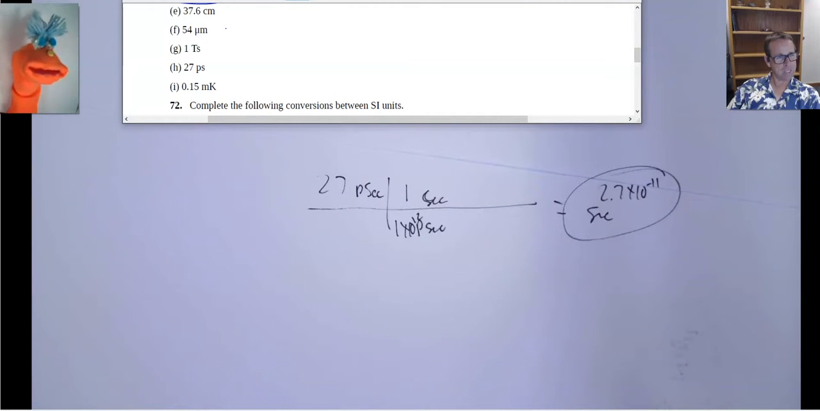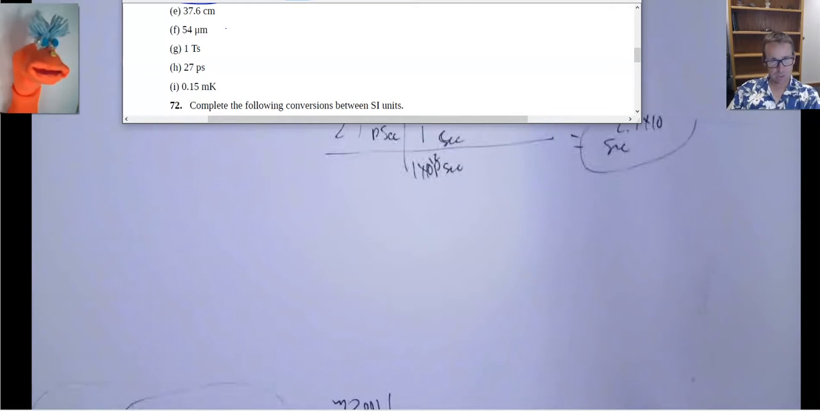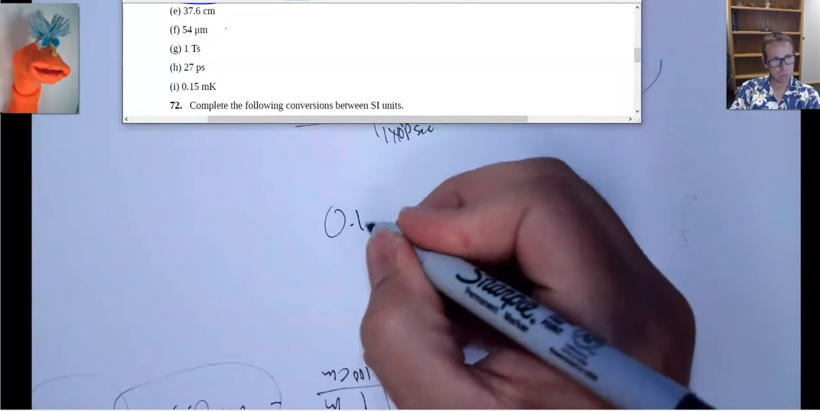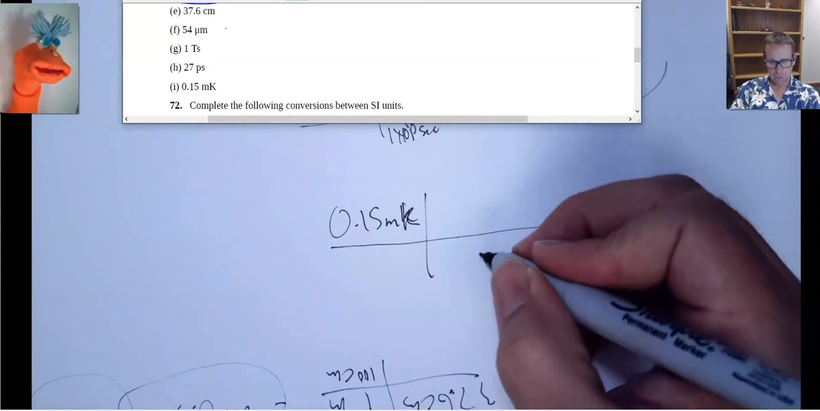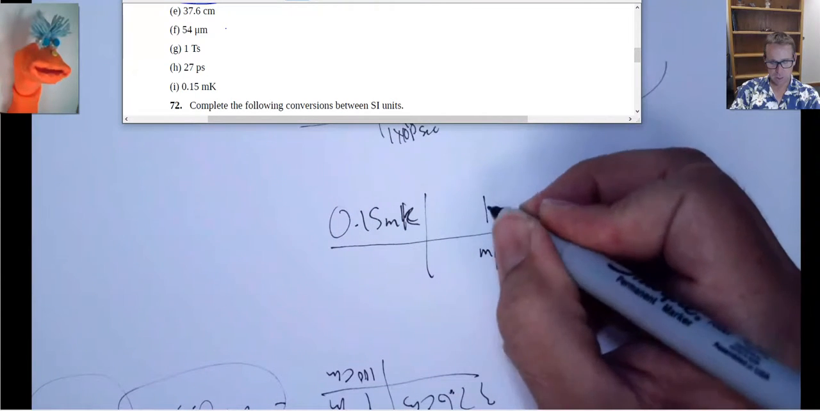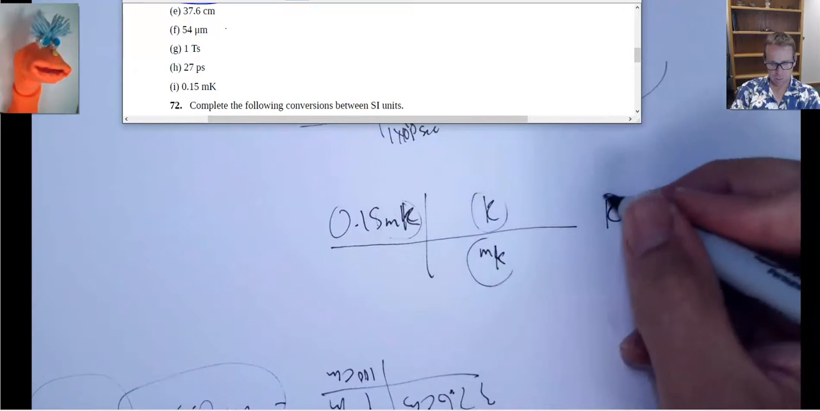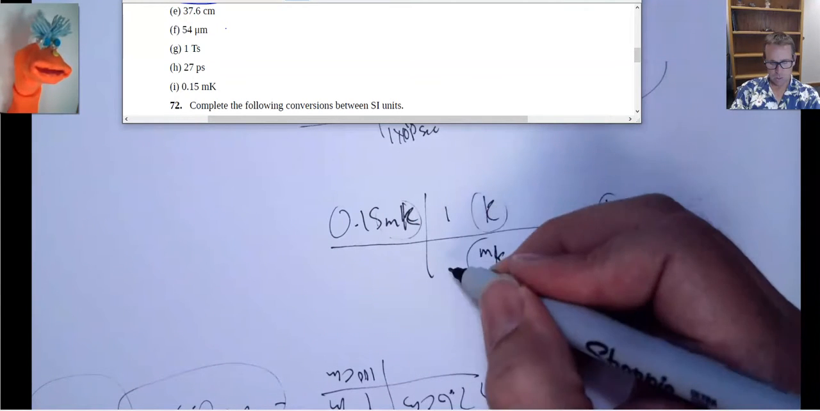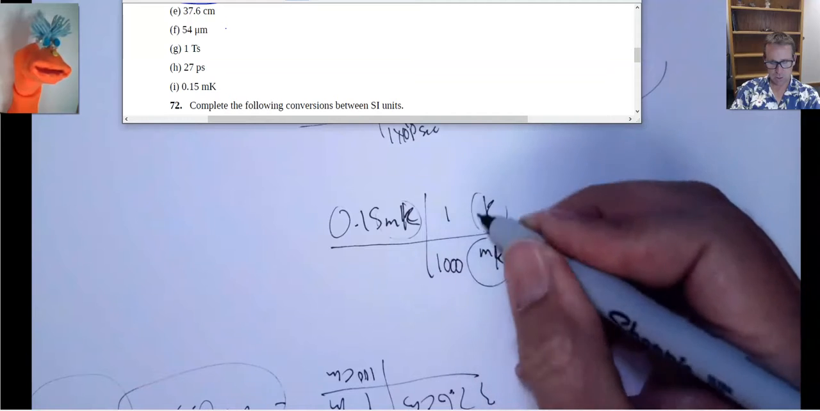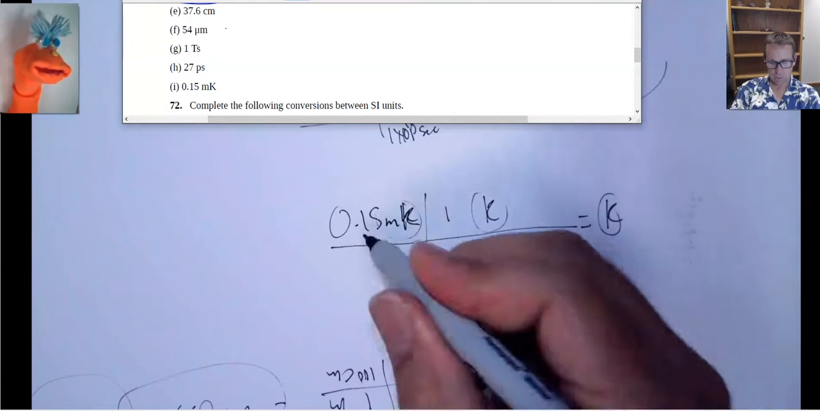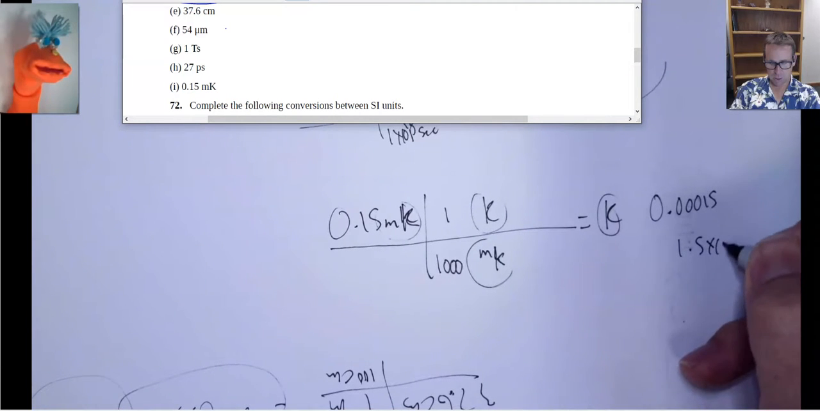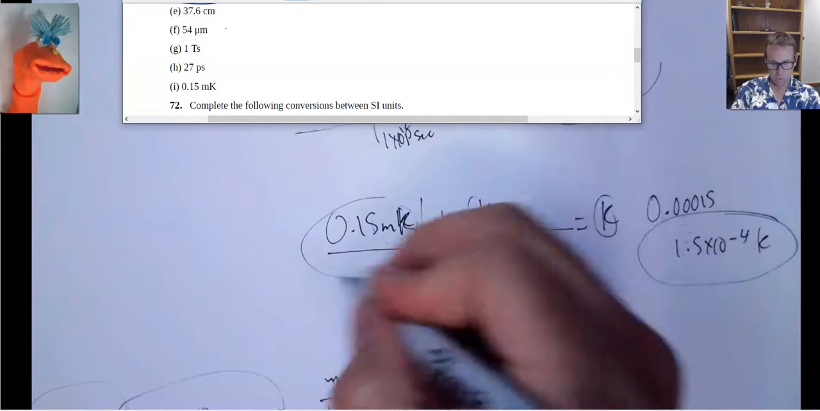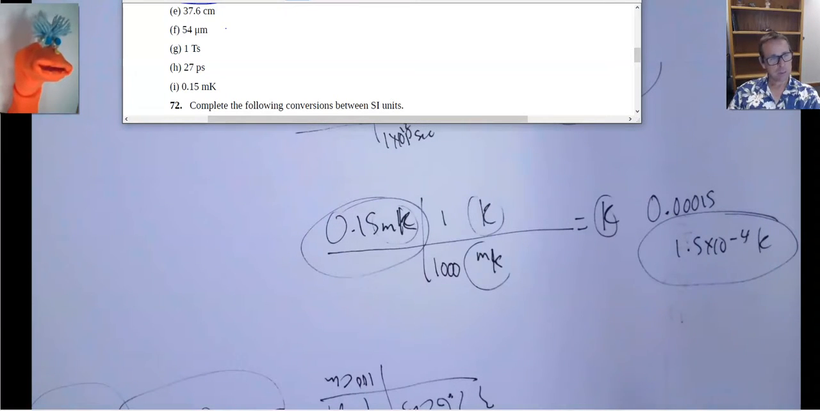0.15 milli K. That's Kelvin. I don't know if you recognize that, but 0.15 milli K, and I would like regular old K, Kelvin. So I have milli K down here and K up here. I knew that because of my units. 1 Kelvin has 1,000 millikelvins in it. So that divided by 1,000, I'm going to move the decimal place over 3 times: 1.5 times 10 to the minus 4 Kelvin is equal to 0.15 millikelvin. Okay, good.